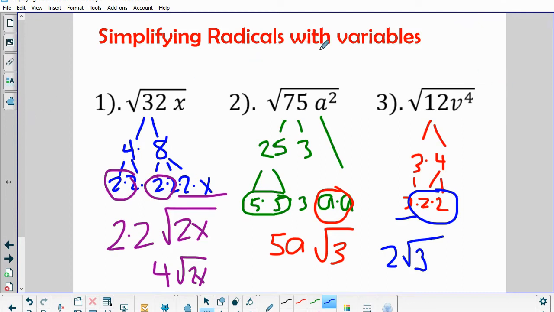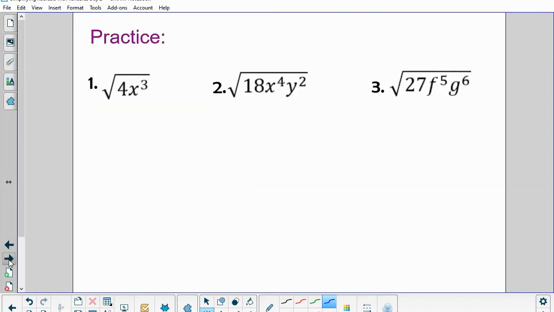Oh, we forgot the variables, though. We've got 4 x's. 1, 2, 3, 4. So there's 2 pairs of x's. We're going to take out one of each pair out. So that's going to bring 2 x's out in front of this one, which is going to give us x squared times 2 times the square root of 3. All right, let's move on.